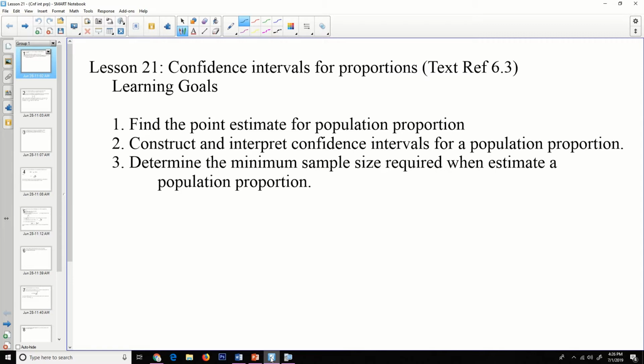Today we're going to find the point estimate for population proportion. We're going to construct and interpret confidence intervals for a population proportion, and we're going to determine the minimum sample size required when estimating a population proportion.